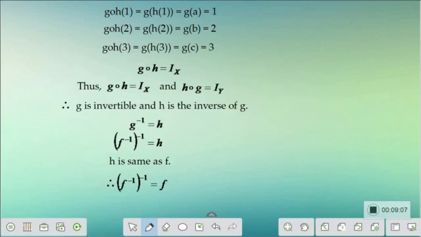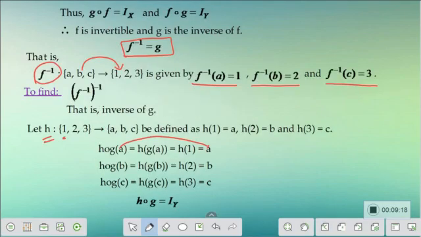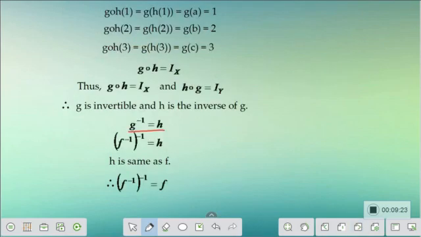So we have got h is the inverse of g, that means g inverse is our h. This is how we represent it. Now what is our g? g is nothing but our f inverse. So this is what we have proved here: f inverse is our g. So let us replace g by f inverse. That gives you inverse of f inverse is equal to h.